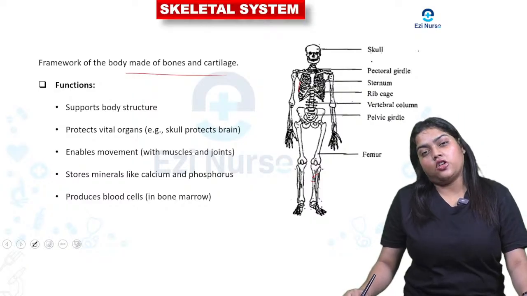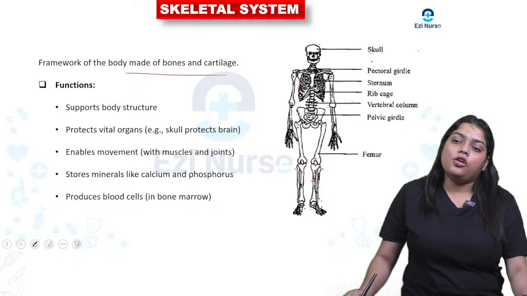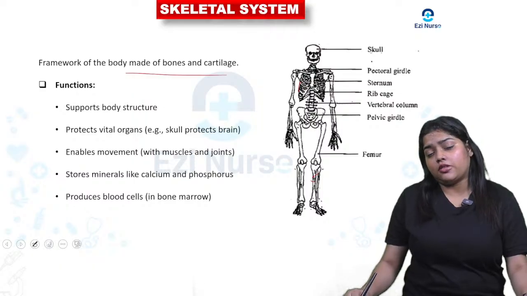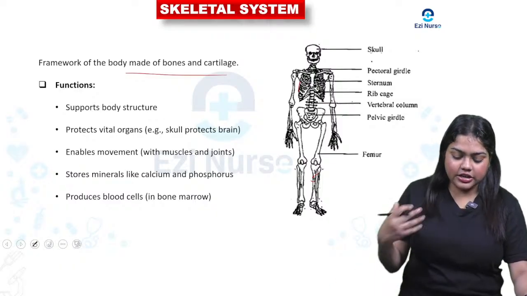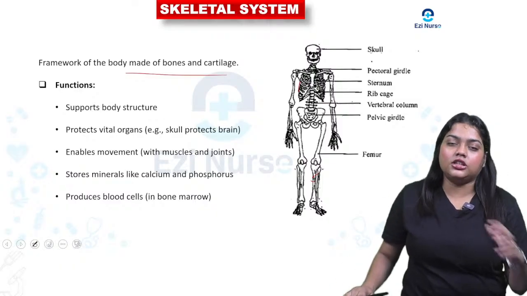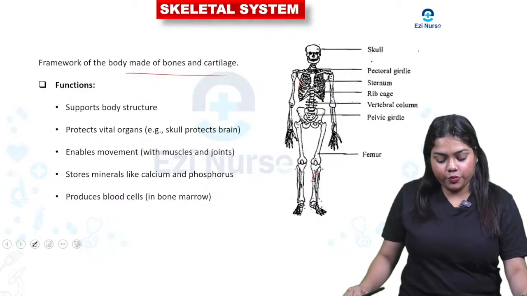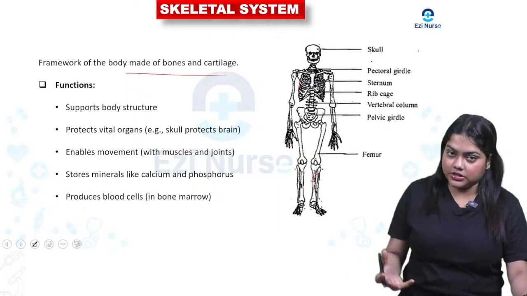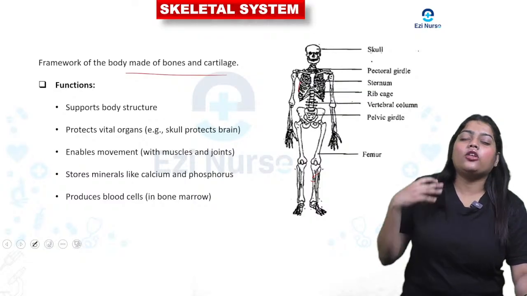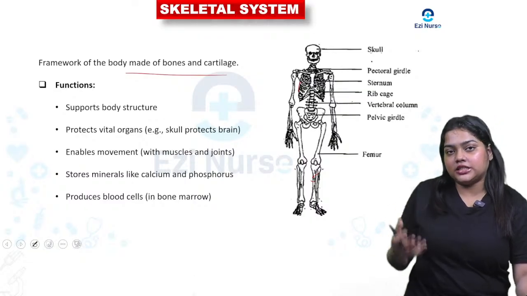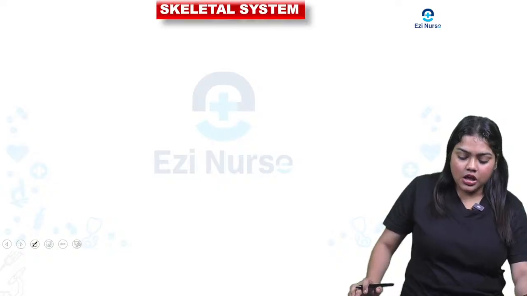Next, to protect the vital organs, especially the pelvis, it protects the bladder and all. Our cranial skull protects our brain. The rib cage protects our lungs and heart. So there are different bones which protect our organs. Then it enables movement with the muscles and joints. It helps us to move. It stores minerals like calcium and phosphorus. Also, the bone marrow in the bones produces red blood cells, which helps to increase our blood. So these are the main functions of bones.